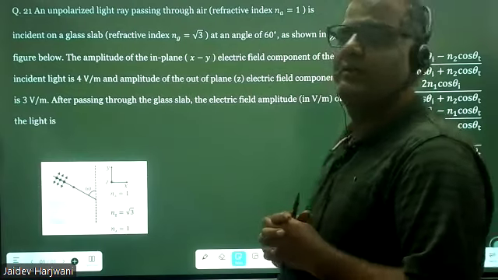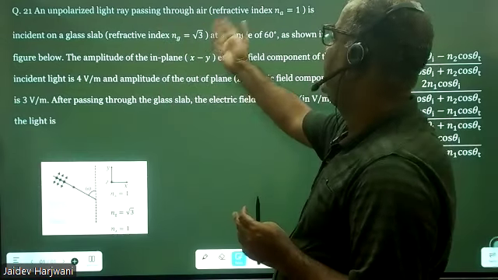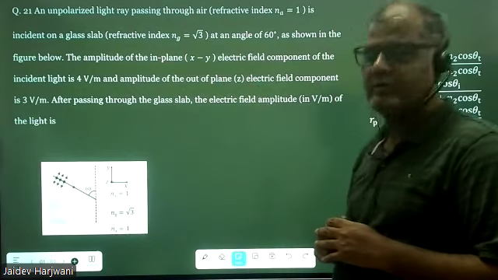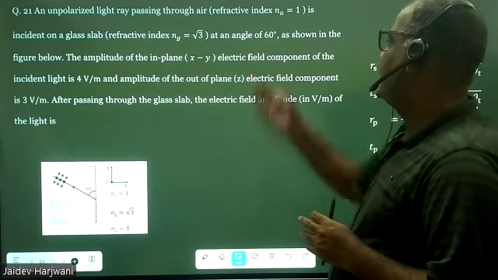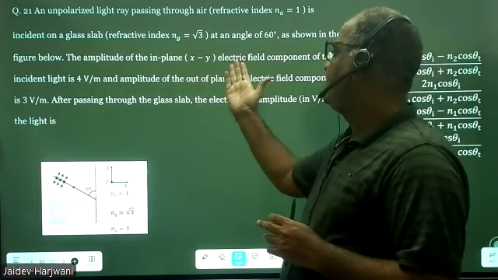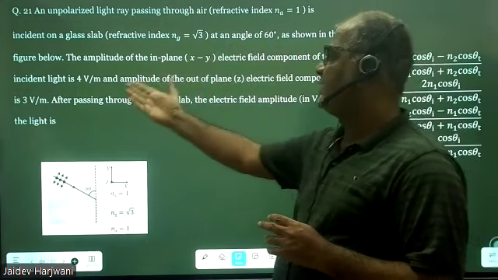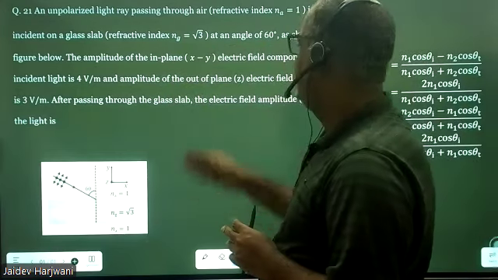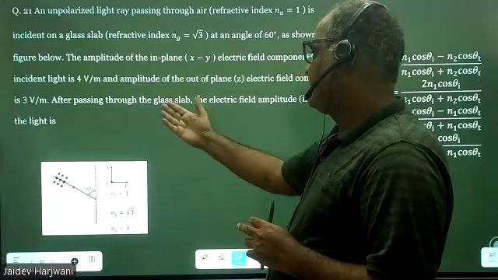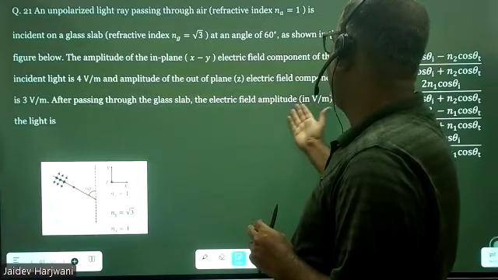So here they have given you unpolarized light passing through the air and incident on the glass whose refractive index is given as √3, and the incidence angle is 60 degrees. Now they say the amplitude of the in-plane electric field component of the light is 4 volt per meter and the out-of-plane electric field component is 3 volt per meter. After passing through the glass slab, the electric field amplitude is?